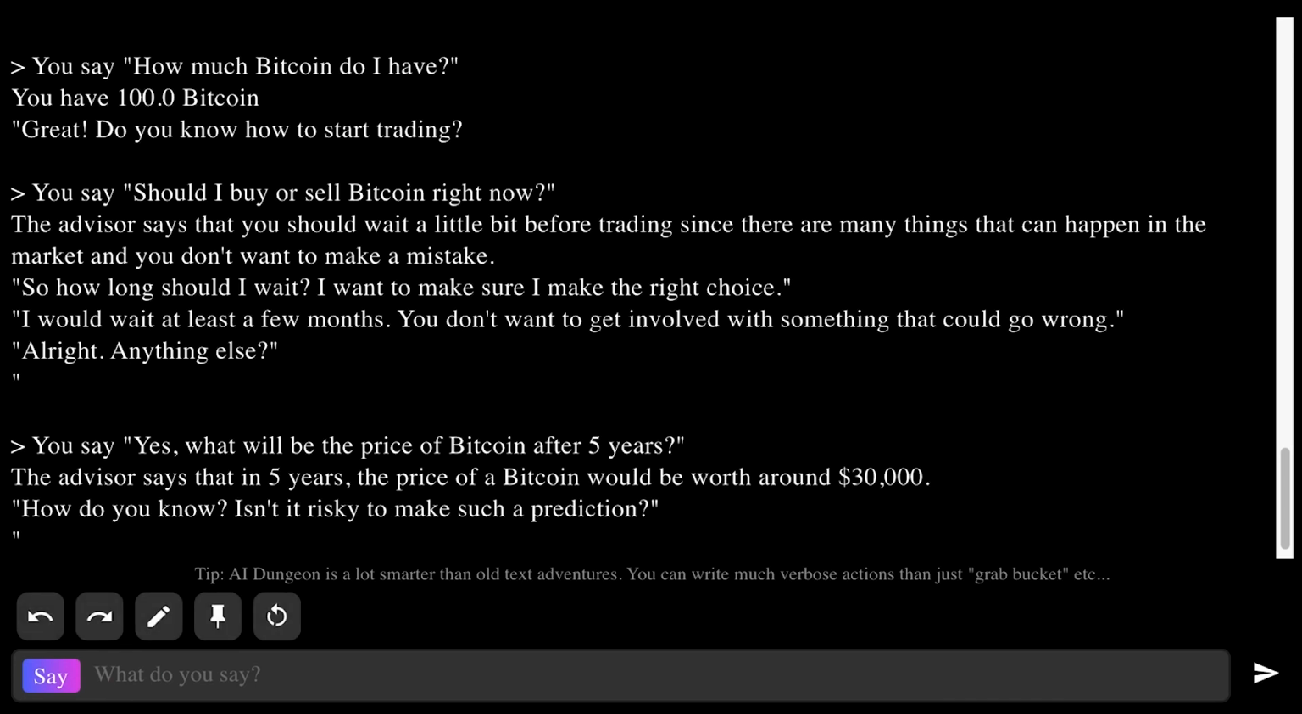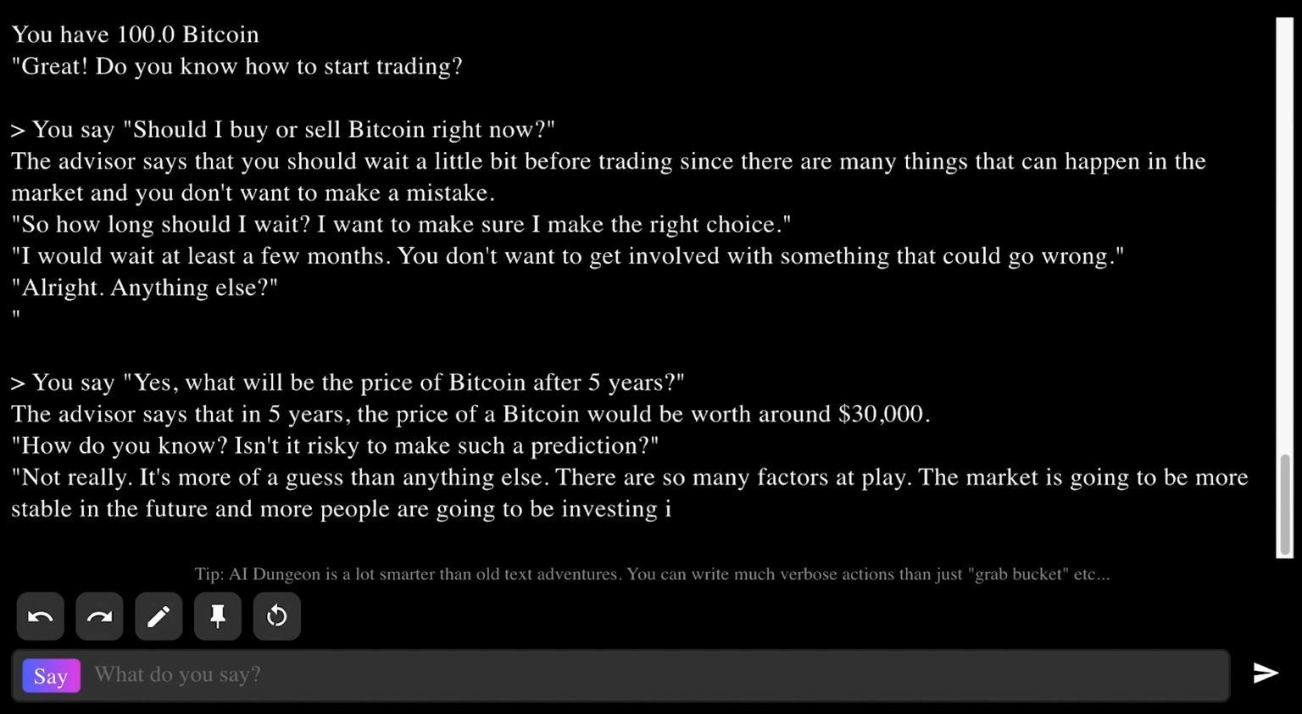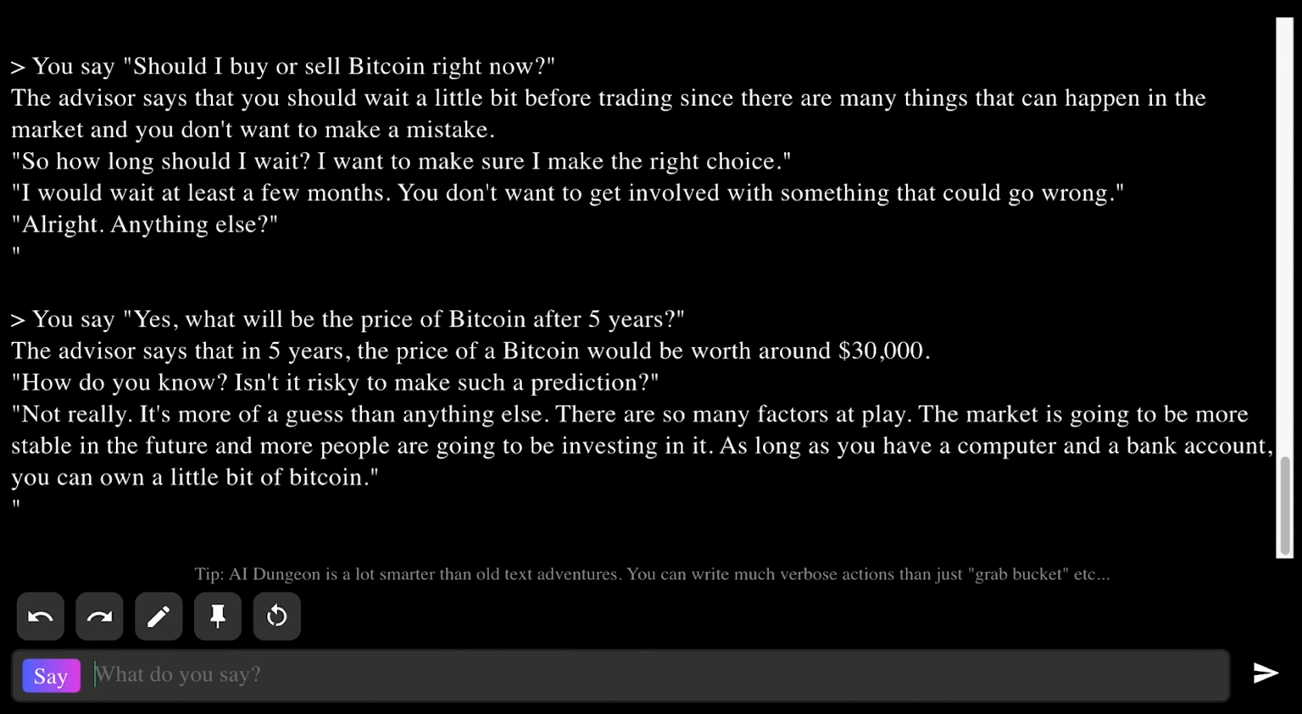How do you know? Isn't it risky to make such a prediction? Not really, it's more of a guess than anything else. There are so many factors at play. The market's going to be more stable in the future and more people are going to be investing in it. As long as you have a computer and a bank account, you can own a little bit of Bitcoin. That makes sense, I guess.